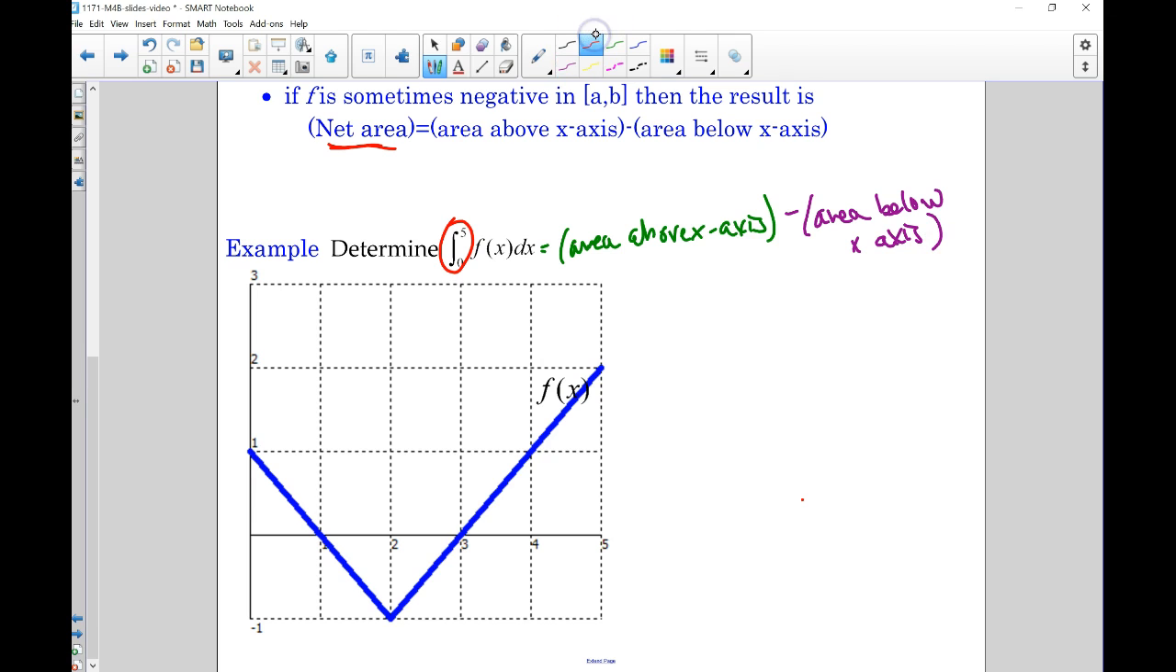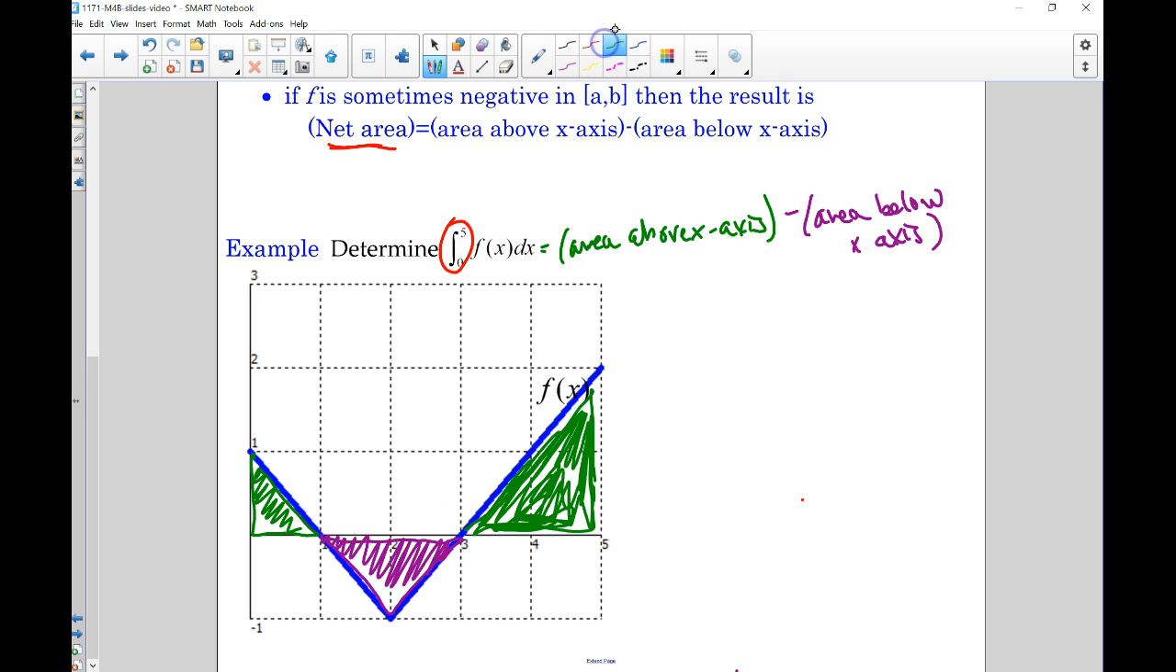If I do this calculation out, this one happens to have nice geometry that I can use. There's area here that's positive, area here that's positive, and I'm an awesome colorer, totally staying inside the lines. Those are my two areas. And then here is the one area that is negative, since it's below the x-axis.